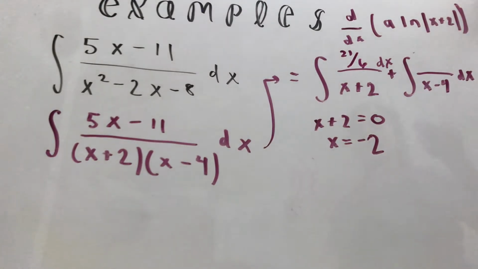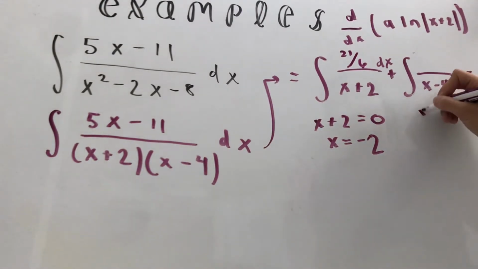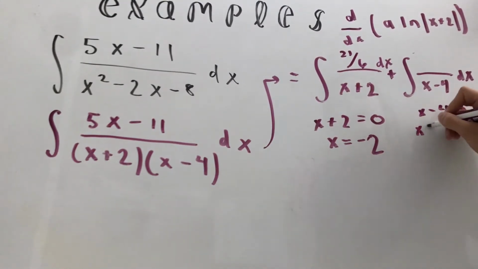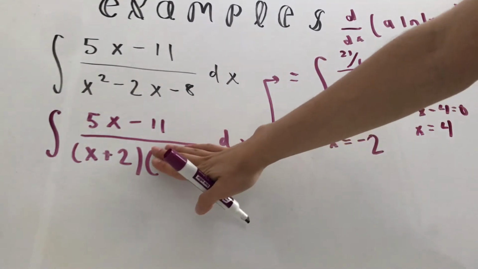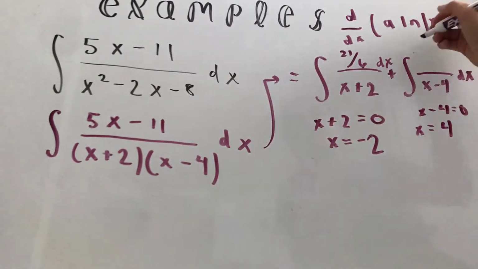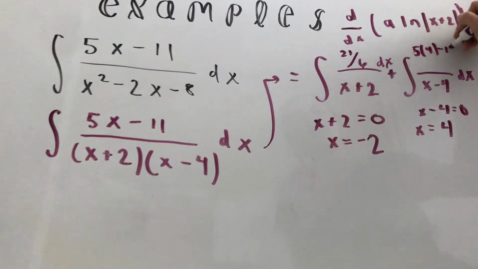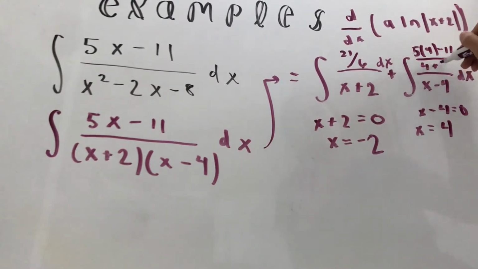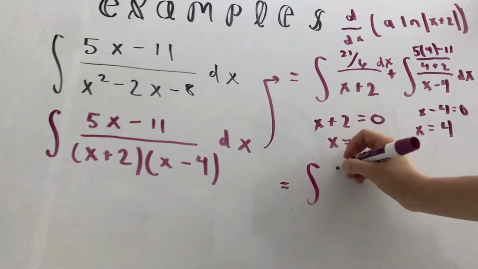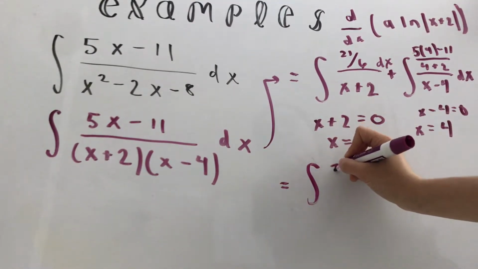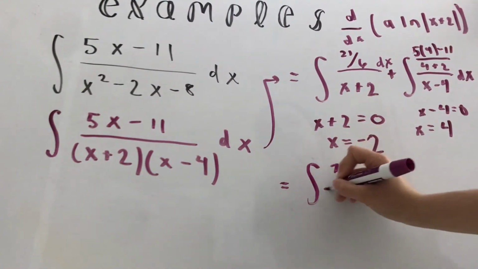Now, think through how we're going to do this one. So we would be plugging in x minus 4 equals 0. So we're going to plug in x equals 4 to what part? Cover it up, cover up what we're working with, plug it into the rest. So it would be 5 times 4 minus 11 over 4 plus 2. Now, what are we left with? We are left with the integral of 7 over 2, correct?